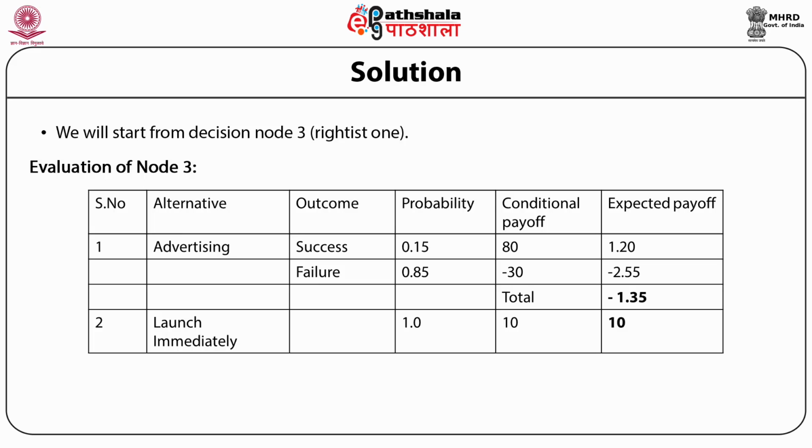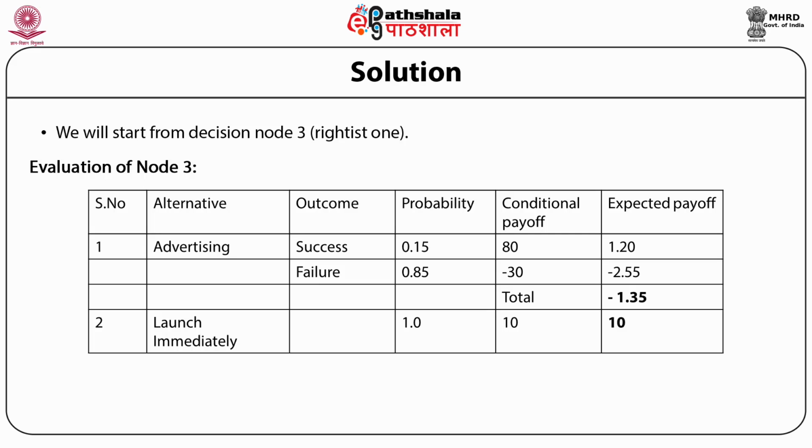Now we are also given the conditional payoff in case of success of the advertisement and in case of the failure of the advertisement, and we can easily calculate the expected payoff by multiplying the conditional payoff with the probability. So we can calculate the total payoff for the advertisement, that comes to be minus 1.35 lakhs.